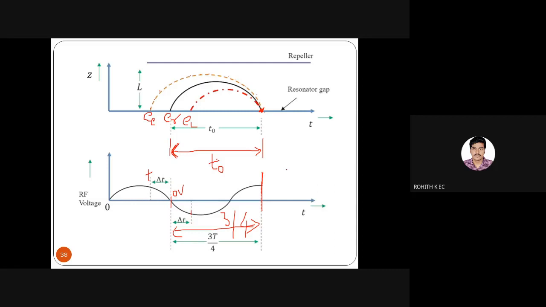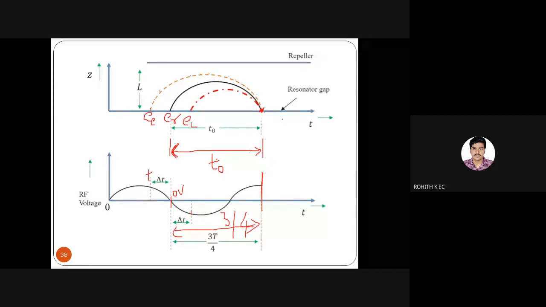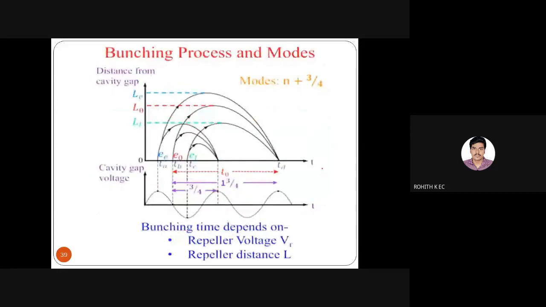Depending on the voltage connected to the repeller and cavity, the bunching of electrons may vary. This may be regarded as resonance frequency FR1. If I vary the voltage across the repeller and the cavity and the anode cavity, the voltage will change. The same is shown here. I want you to please pay attention here. This is the cavity voltage and these are the early electrons EE.